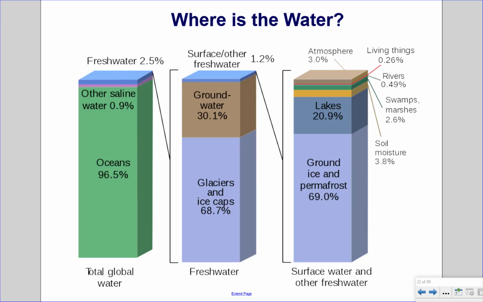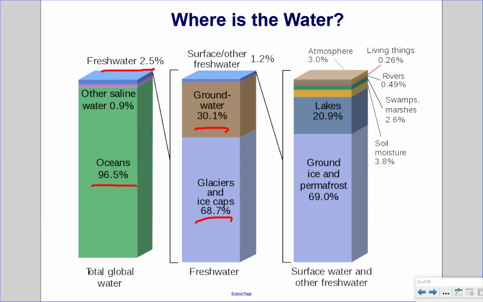Where is the water? Most of Earth's water supply is in the oceans. 96.5% of it is salt water. Only 2.5% of Earth's water supply is fresh water. Of that 2.5% of Earth's fresh water, most of that is locked up in glaciers and ice caps, 68.7% of that 2.5%.